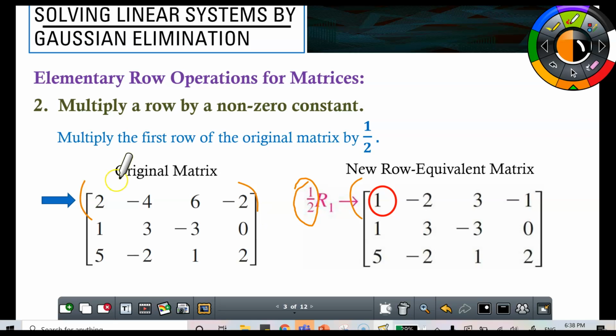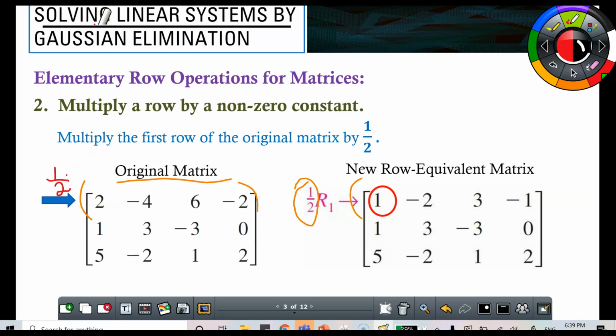So here you have your original augmented matrix, and if you want to multiply the first row, or the first equation, by 1/2, you can do it. But just remember, you're going to multiply each of the elements in the first row. So you're going to shrink your first row, or your first equation, at the same time. Okay? So you're not changing it. So if we multiply the first row by 1/2, let's do it.